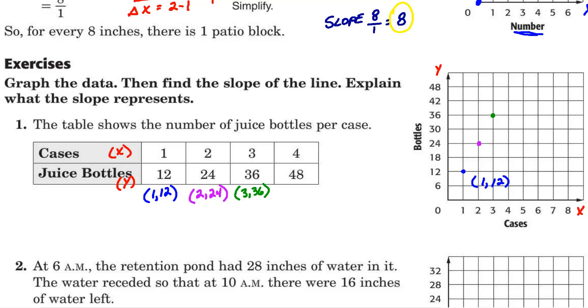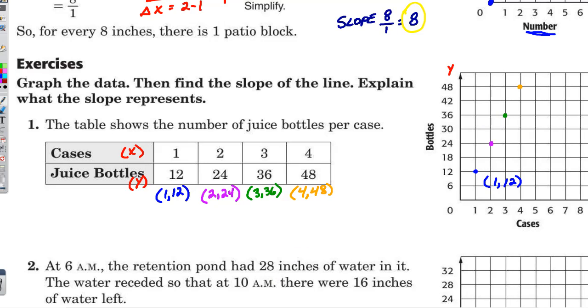And the final is going to be, let me get a different color here, we'll use our orange. The final is going to be 4 cases and 48 bottles. Then we're going to draw a line all the way through that. We're going to start at the origin. It makes sense that our line would start at the origin, because if you have no cases, you would have no bottles.